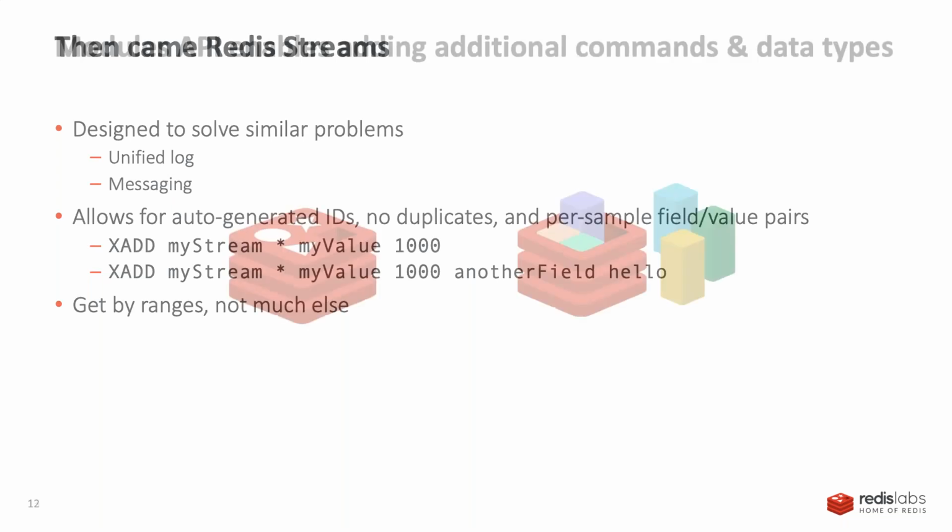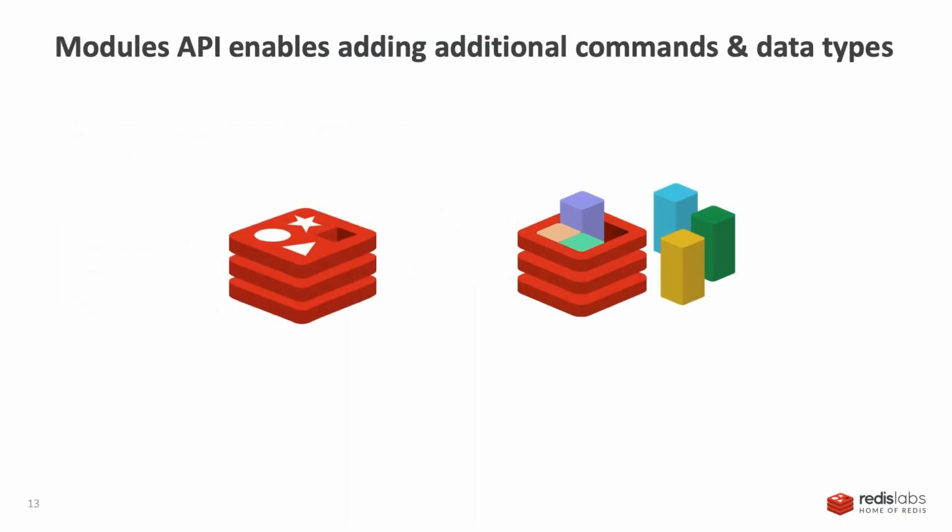Now, if we rewind a little bit, we can talk about the modules API. The modules API came out a little bit before streams. Basically, it allowed Redis to have additional commands and data types. Anybody who could use a systems programming language could build a module, and that module would then act as a first-class citizen inside of Redis itself.